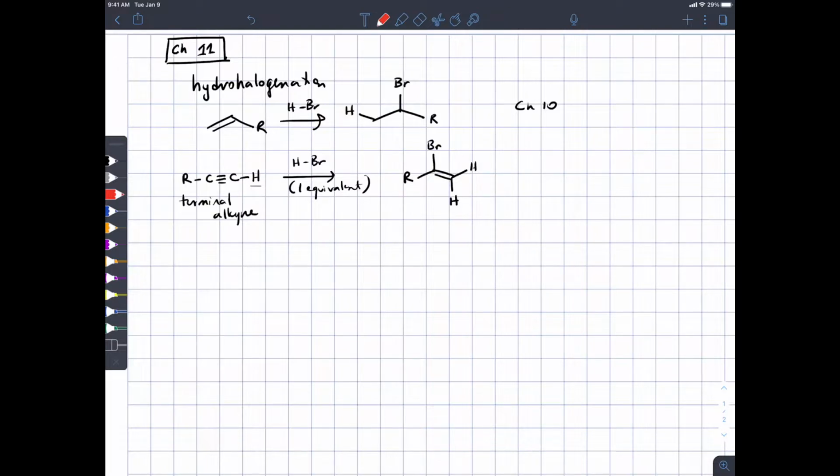Mechanistically, I'm not going to ask you to draw the mechanism for this reaction, but it certainly would involve this kind of thing, where the pi electrons from the alkyne attack the proton of HBr. The proton ends up on the less substituted carbon so that the positive charge can be on the more substituted carbon. And then bromine ends up on the more substituted carbon.